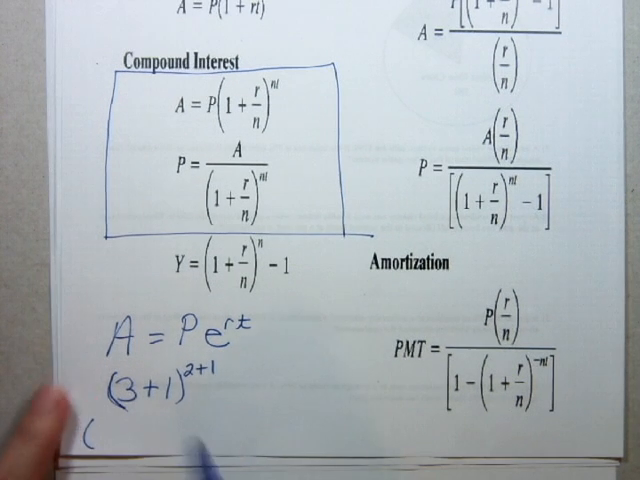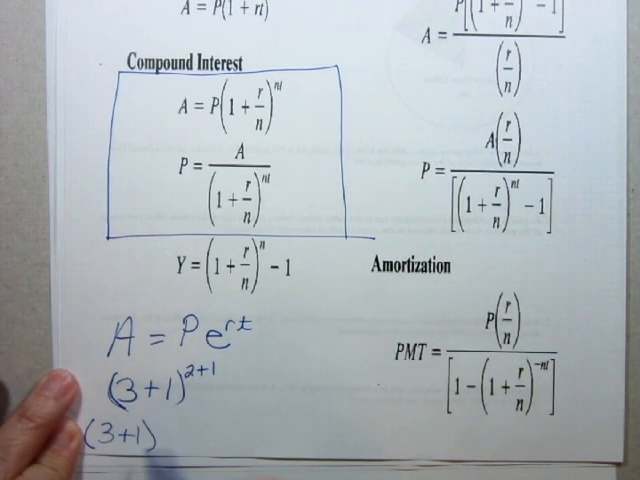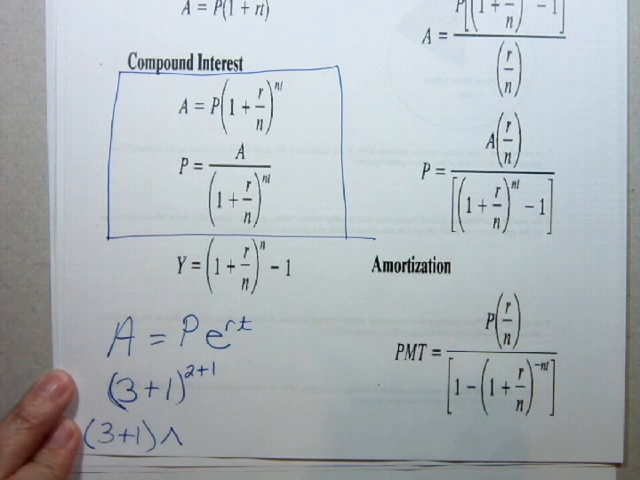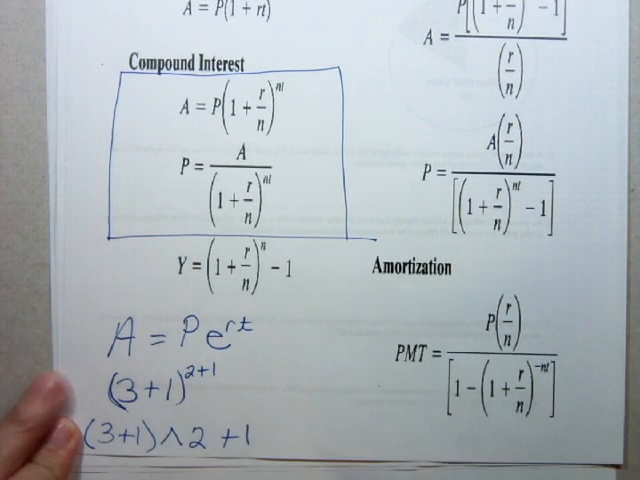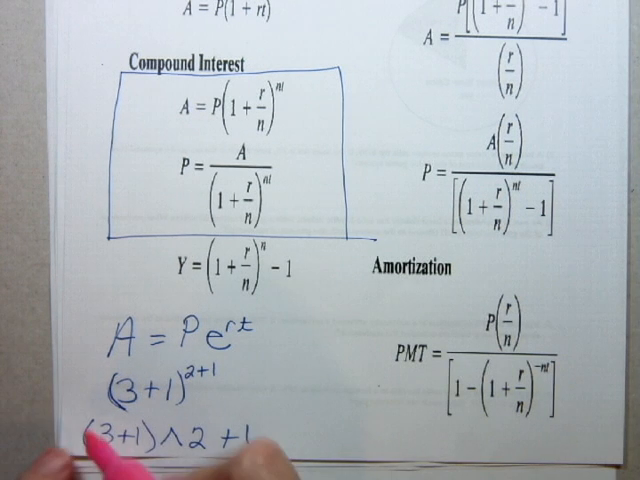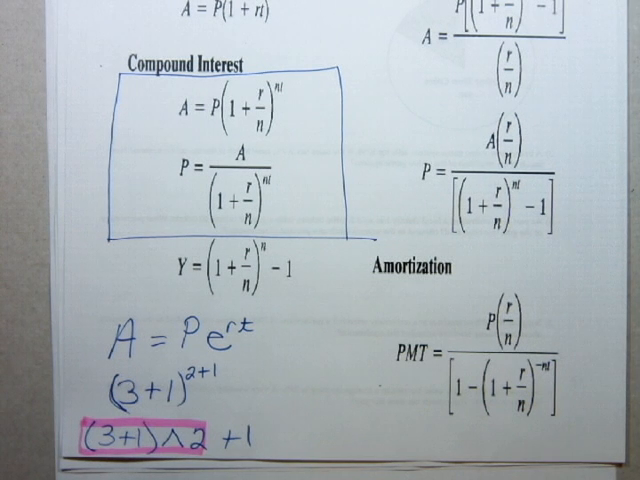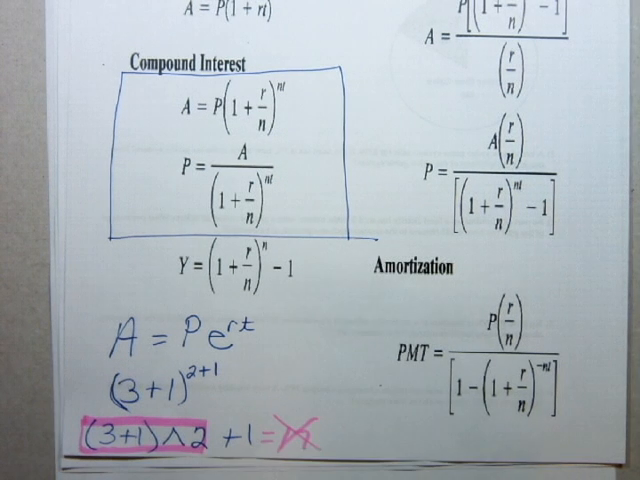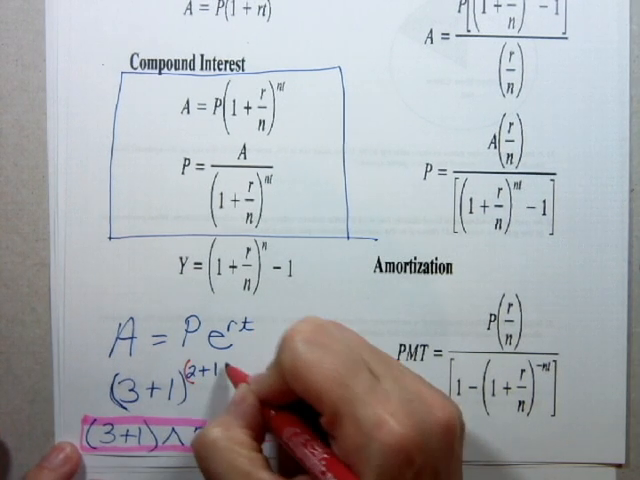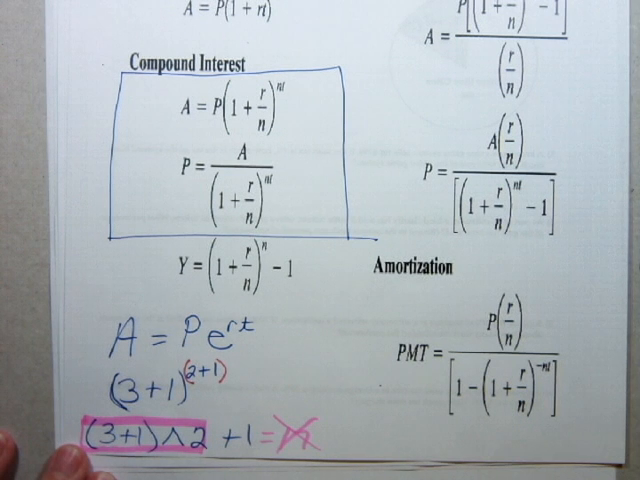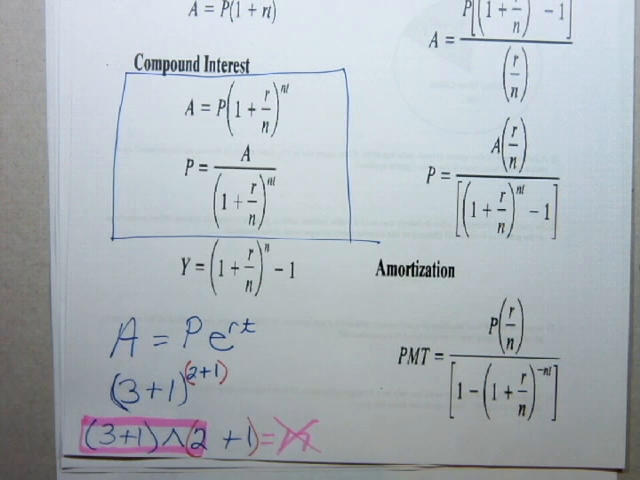It will see 3 plus 1, and then you're going to say to the 2 plus 1. Your calculator will go 3 plus 1 to the second power, which is going to be 4 squared, 16, and add 1. Your calculator will give you 17, and that's the wrong answer. If I want that taken to the 2 plus 1, I have to make sure I tell my calculator to take it to that entire power, which means I need to put parentheses around the 2 plus 1.